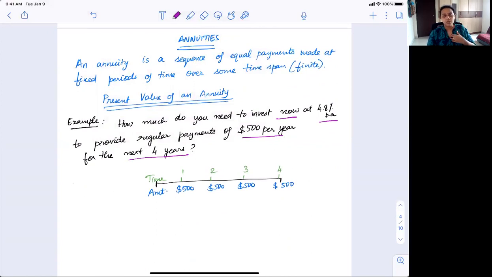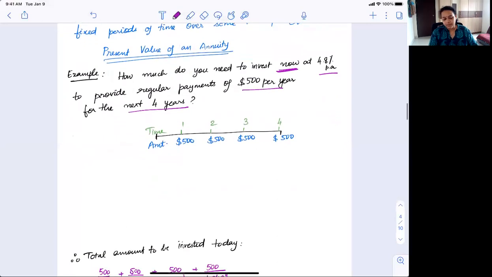Meaning that from now, in 1 year from now, I have to pay 500. 2 years from now, another 500. 3 years from now, another 500. 4 years from now, another 500. To be able to pay all of these amounts in the future, how much money should I have right now so that I'm able to make all of these payments in the future? So the keyword "now" is one indication for you to tell that they're asking us to find the present value of something. Let's go ahead and find the present value.